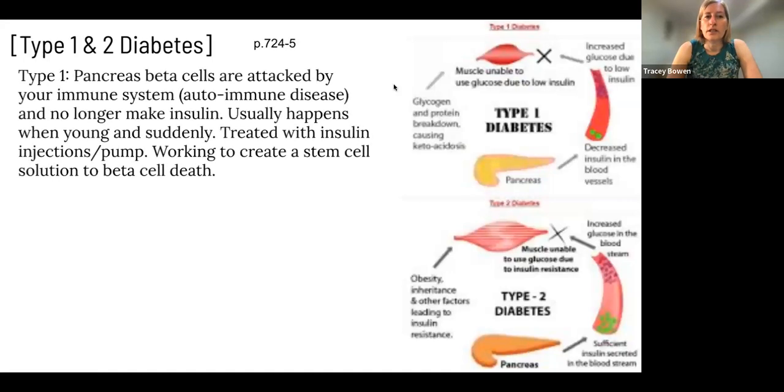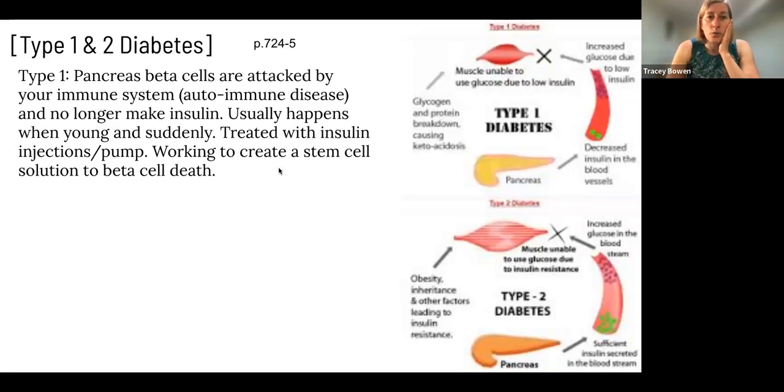So type 1 diabetes is an autoimmune disorder. What ends up happening is that the beta cells are attacked by your immune system. Because of that, your immune system kills them off and they can no longer make insulin. This usually happens when you're young, and it can sometimes be triggered by a really serious sickness. And this is going to be treated with an insulin pump or injections.